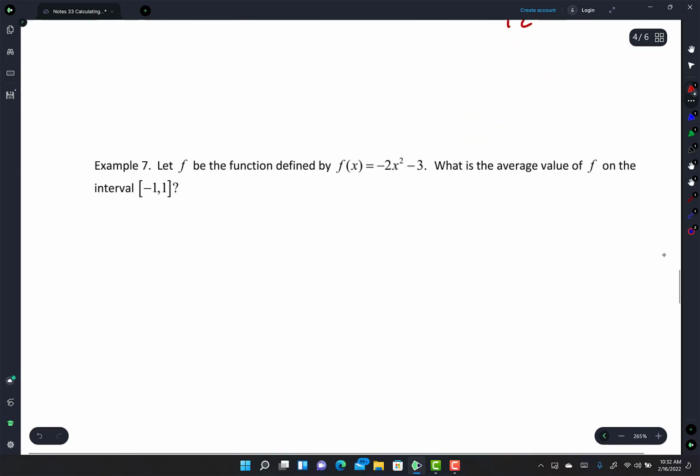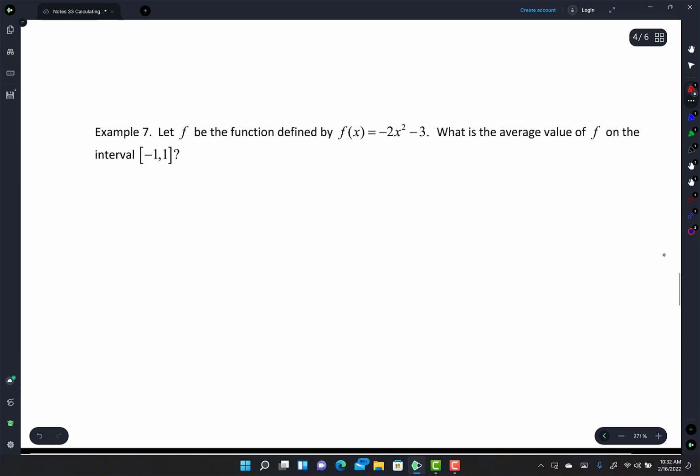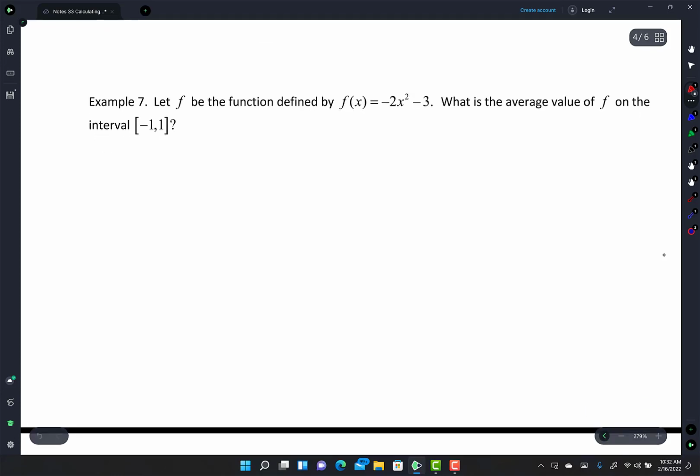All right, let's see. One more, I think. And then we got a new lesson. So we're ambitious today. We're recovering from yesterday. Let f be the function defined by -2x squared minus 3. What is the average value of f on the interval -1 to 1?